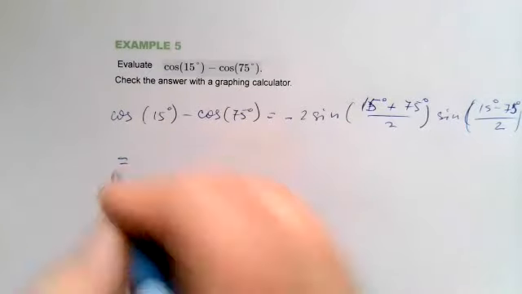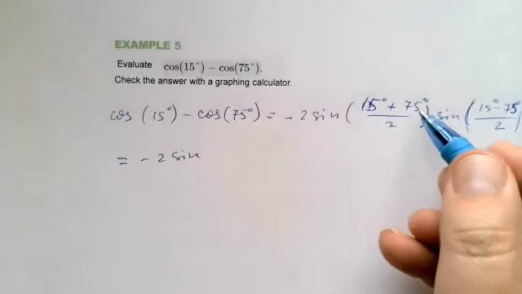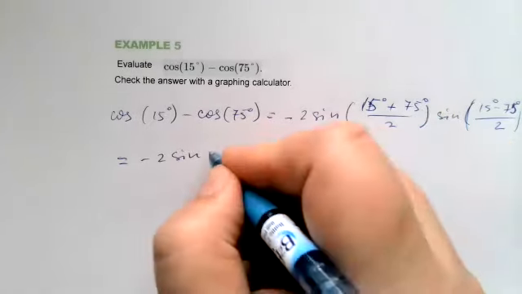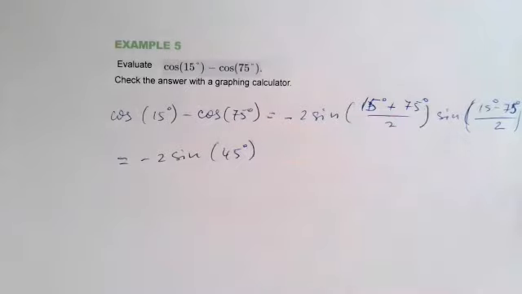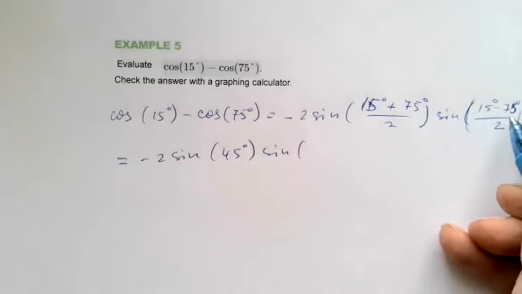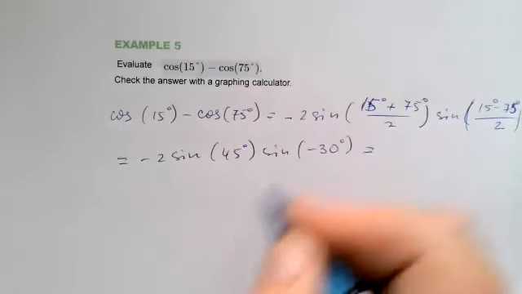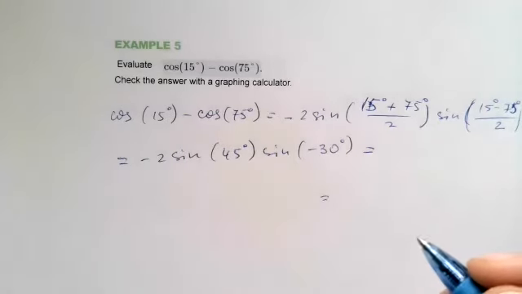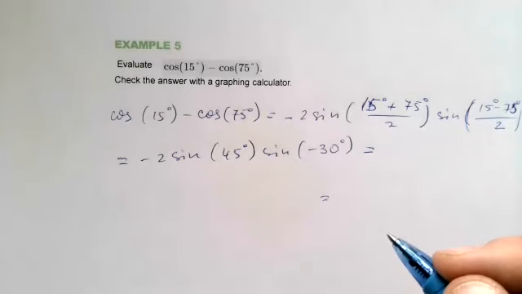Okay, so let's simplify. Negative 2 sine of 90 divided by 2, that's 45, times sine of 15 minus 75, which is negative 60, divided by 2, negative 30. And now we should just plug in the values from our unit circle.